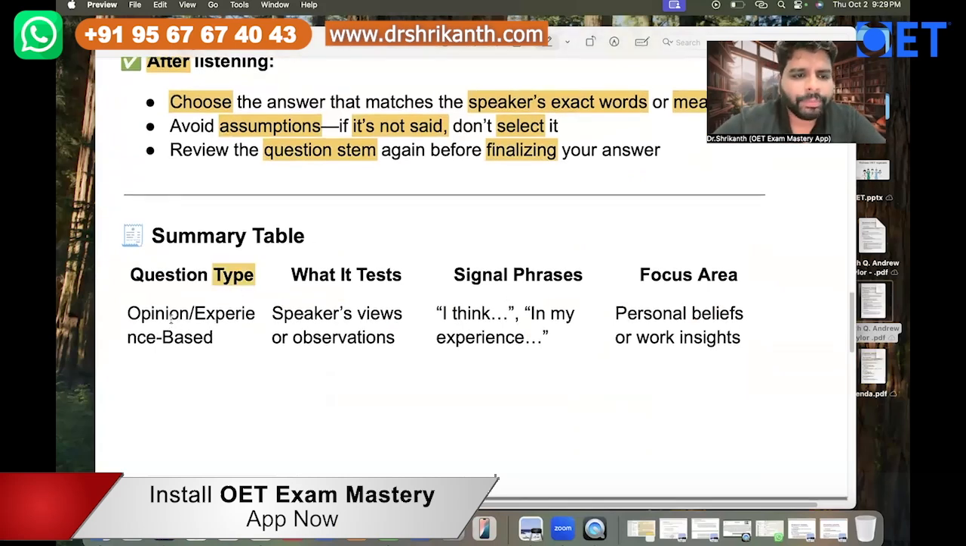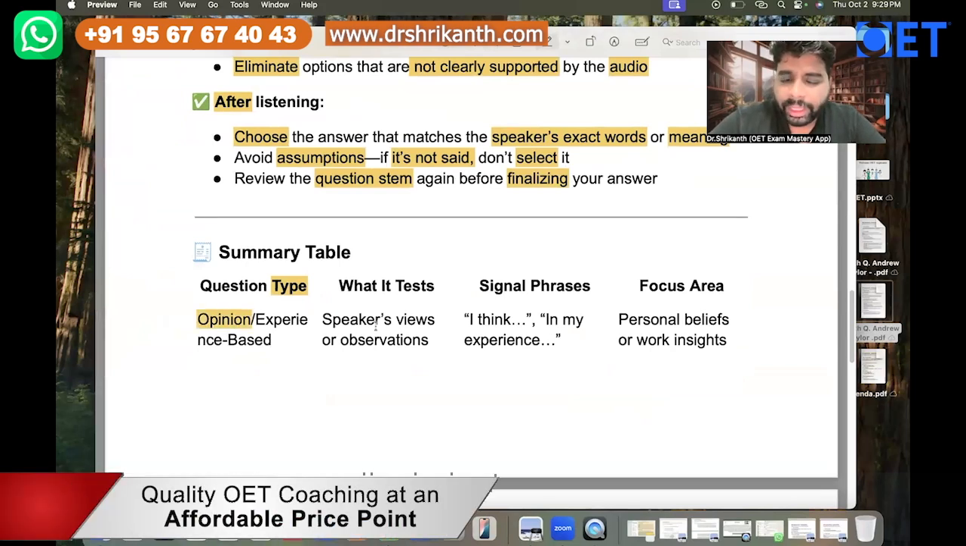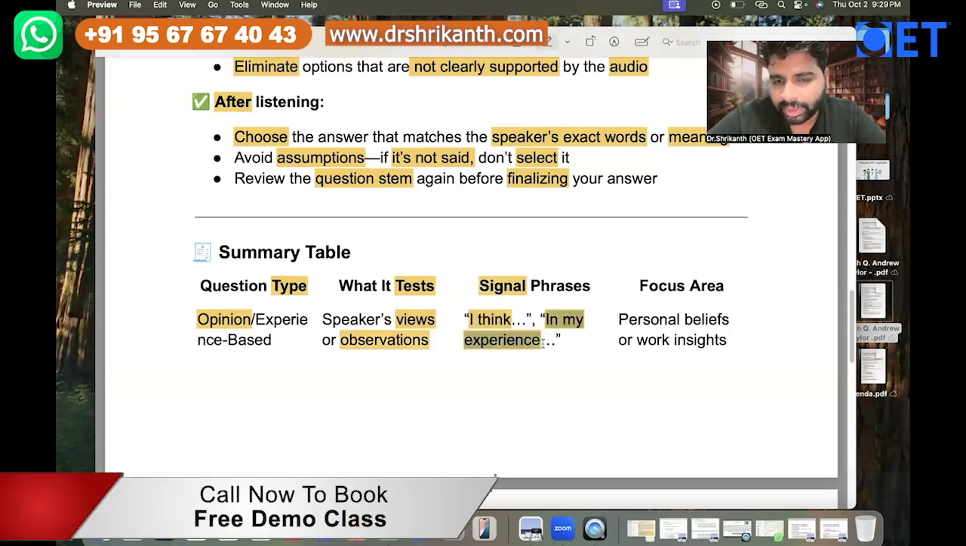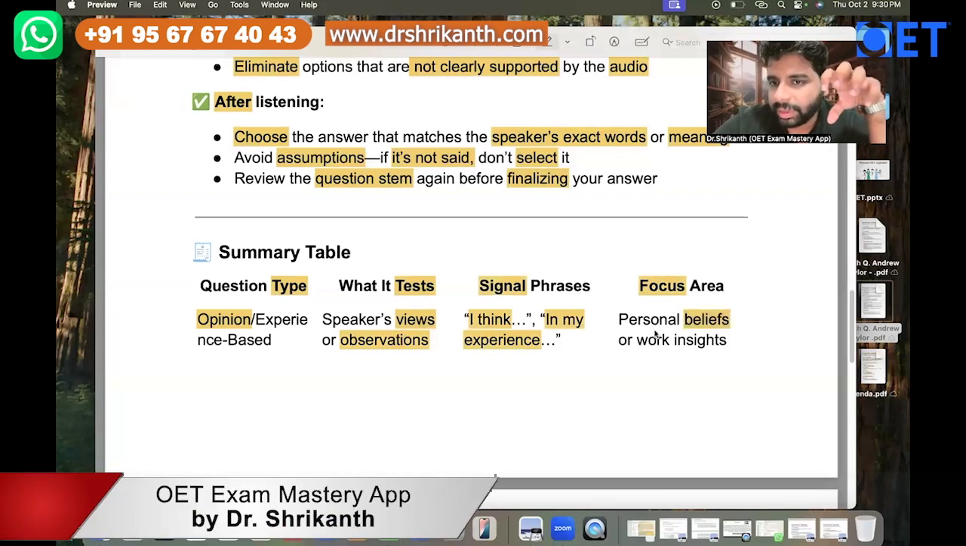If it is an opinion-based question, it is basically testing whether you can identify the views and observations of the speaker. There will be some signal phrases like I think, in my experience. Those types of phrases indicate this is the opinion, or they're talking about the reasons. So where should you focus? On personal beliefs or work-related insights.